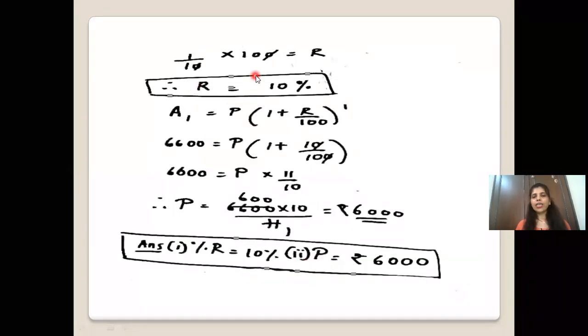1 upon 10 into 100. So 0, 0 gets cancelled and you get 10%. Now once you got the value of r, you can substitute this value of r in any one value of A1 or A3.